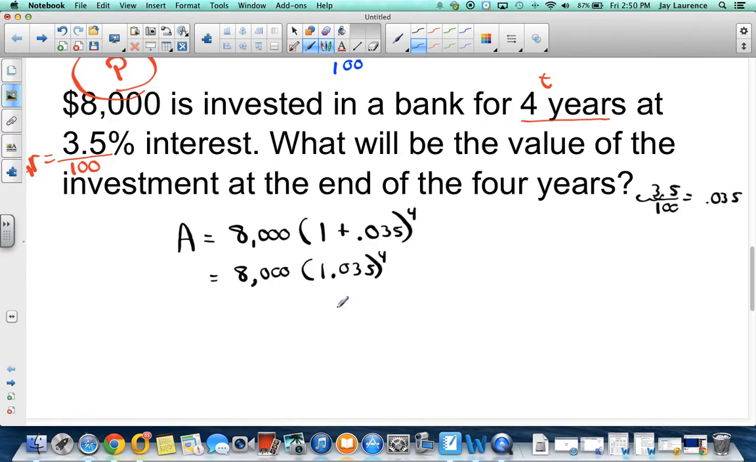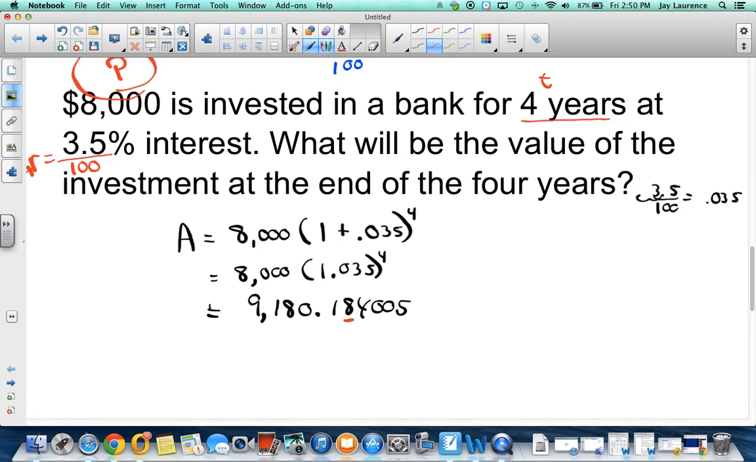All right, so I've got my calculator. I'm typing 8,000 and a quantity, 1.035, and I'm raising it to the fourth power. And when I do that, I get this big, long, ugly decimal. $9,180.184005. Now, it would be ridiculous for me to report this as an answer because I'm talking about the value of a bank account. So I'm going to round it to the hundredths place.